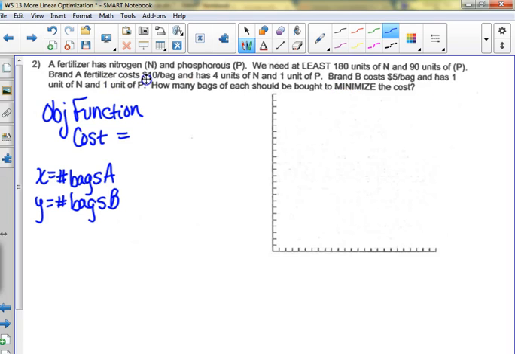Brand A costs $10 a bag. And brand B costs $5 a bag. Everybody good? Okay. So I'm getting rid of this number and this number. So I don't need those anymore. We already put those into an equation we're going to use at the end of the problem. Now we need our constraints.